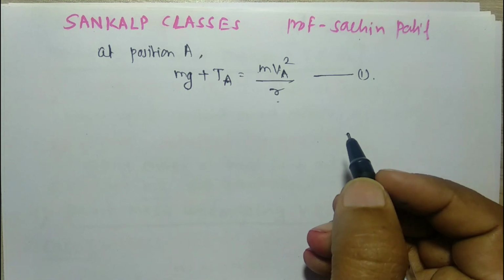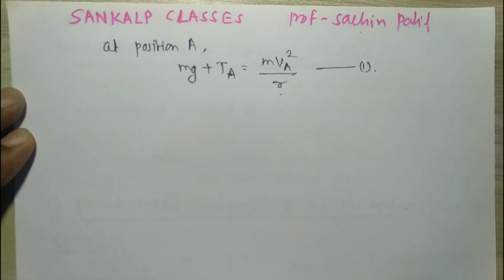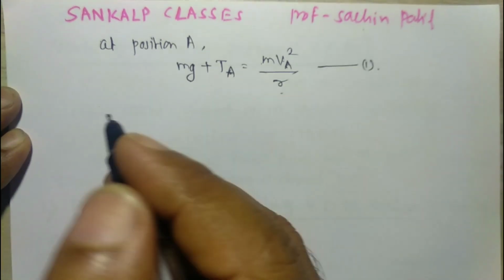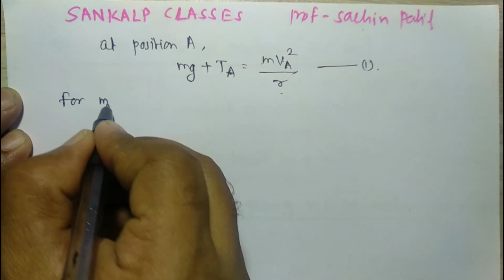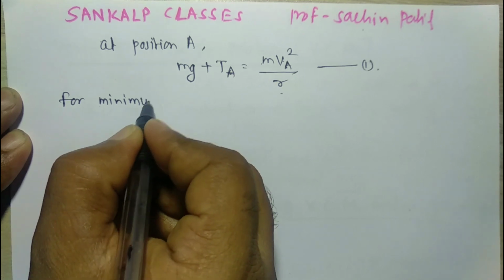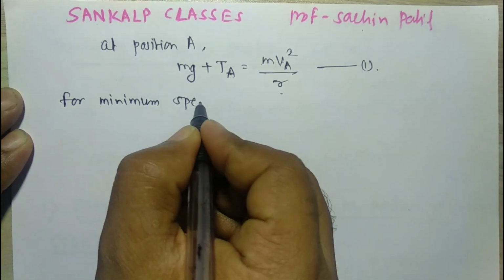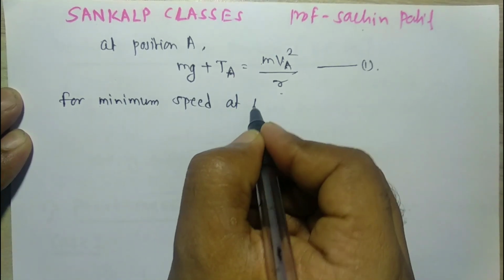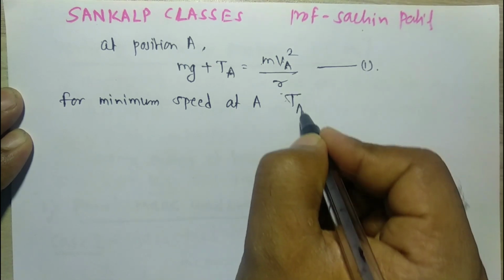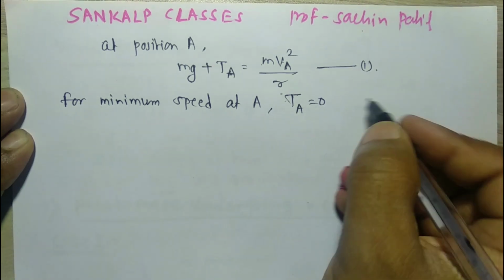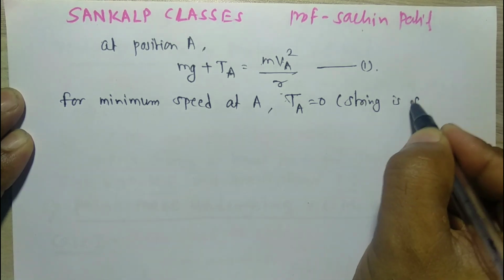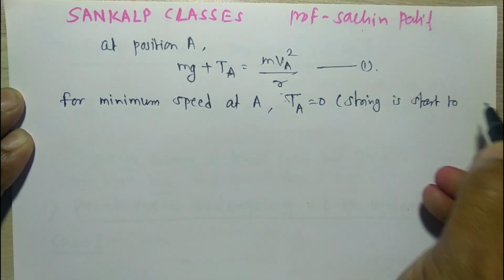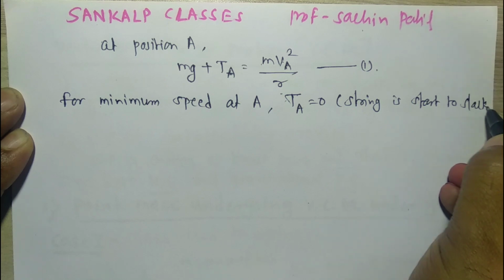Right now we have to consider this. For minimum speed at A, first of all you have to take the consideration like this: TA is equal to 0. That means the string starts to slack down.